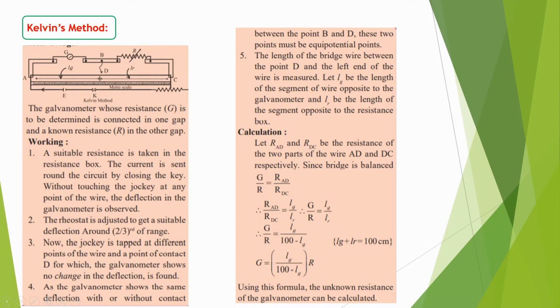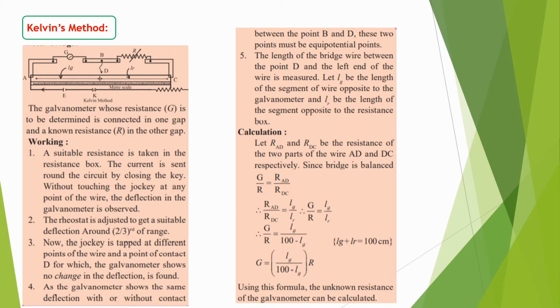Then let us see the next point. The next point is Kelvin's method. Kelvin's method is used to determine the resistance of a galvanometer by using a meter bridge. Let us see the diagram. This diagram is similar to that of the meter bridge. Only we make some differences in that diagram.